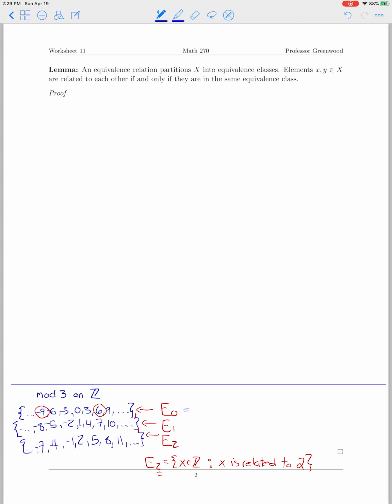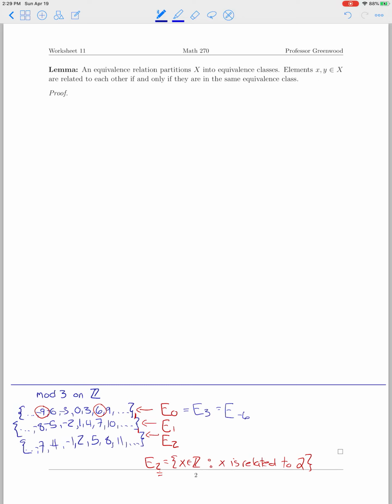And so it turns out that this top line is actually the same as e sub 3 or e sub minus 6, because the things that are related to 0 are exactly the same for this relation as the things that are related to 3 or the things that are related to minus 6. That wouldn't always be true for general relations, but in this case it is.